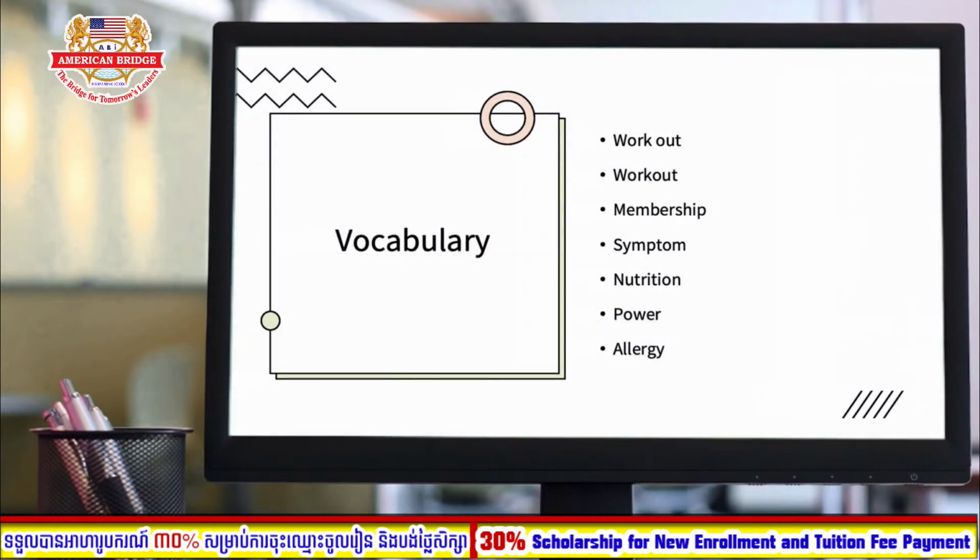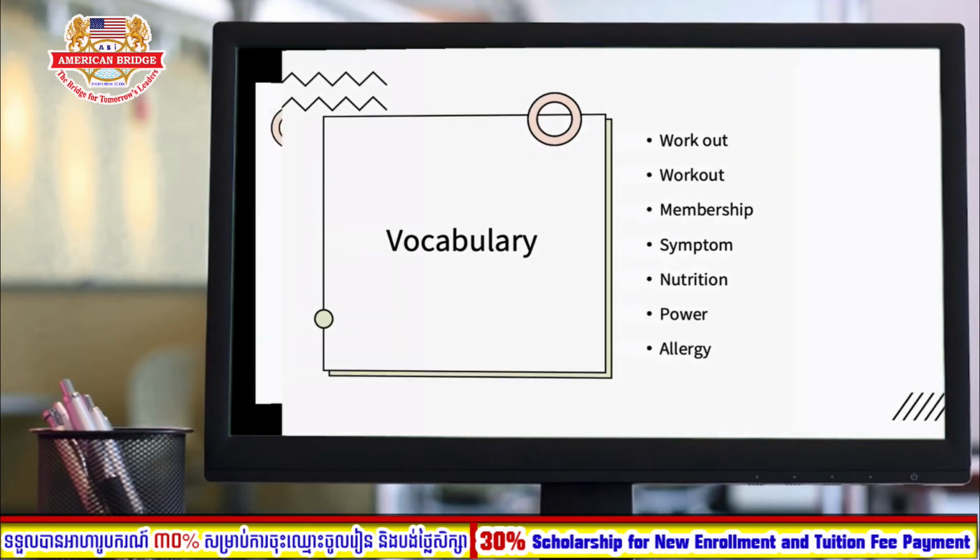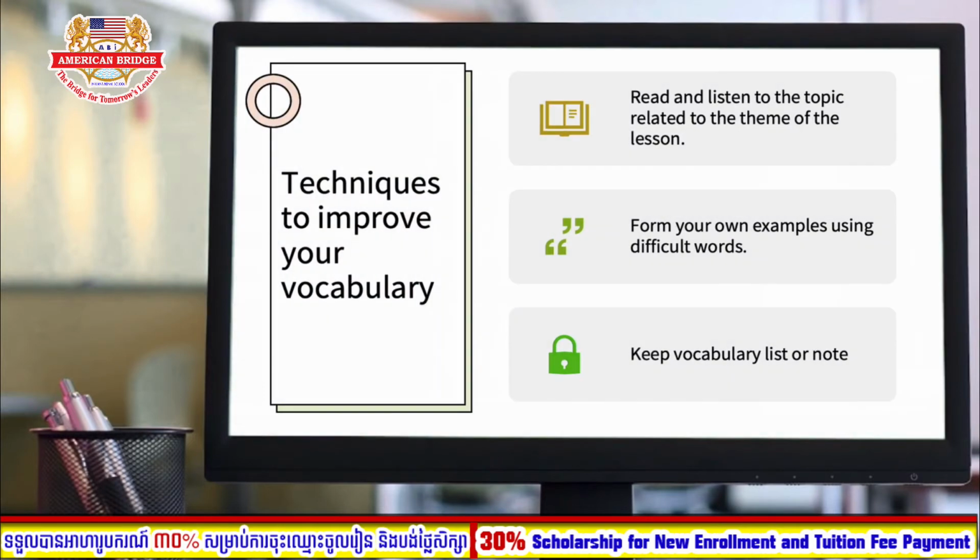So here are some of those vocabulary that you need to pay close attention to. We have workout and workout with 2 different functions. Membership, symptom, nutrition, power, allergies. These are the vocabulary that will appear. Definitely, for sure. So how can you improve and learn those vocabulary?